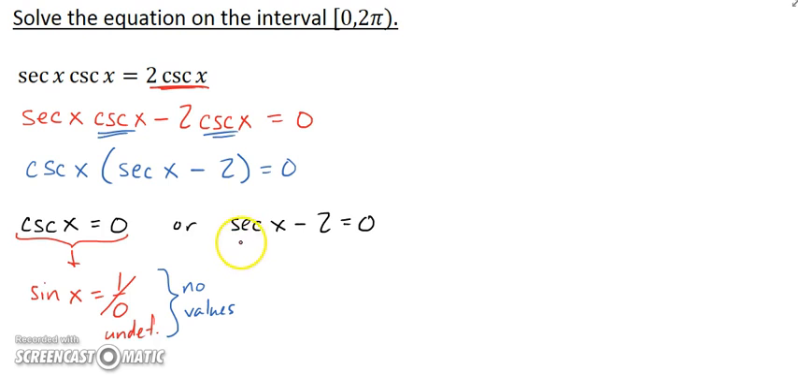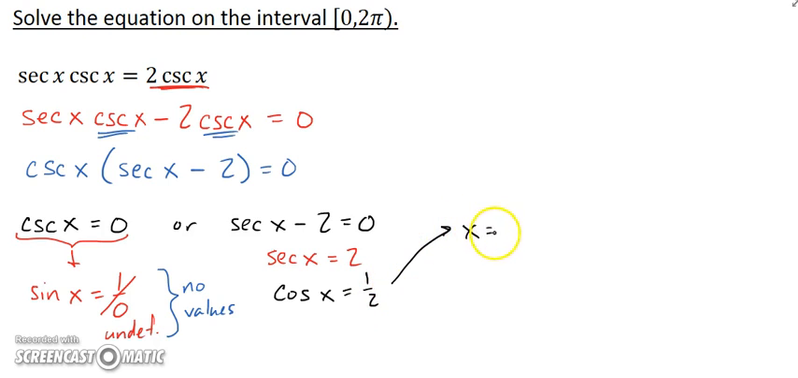So if the secant of x minus 2 equals 0, well, that tells me that the secant of x is equal to 2. And using the same reciprocal idea from before, if I want to know where the secant is equal to 2, really that's telling me where the cosine is a half. I can find those values on the unit circle. So which values am I looking for? Well, I want to know where the cosine is a half. Cosine's the x coordinate. I think we're looking at pi over 3. And I think we're looking at 5 pi over 3.